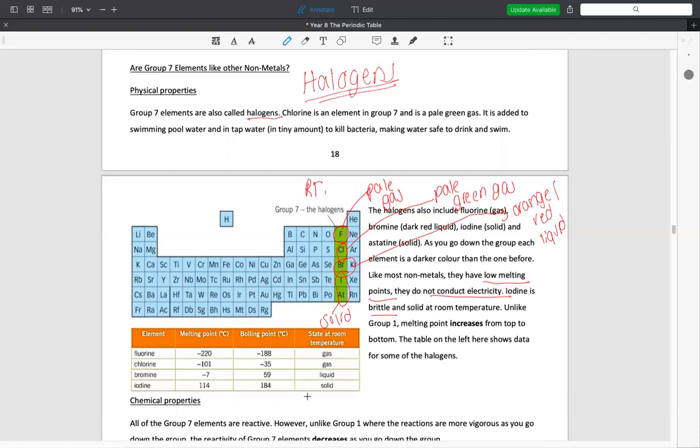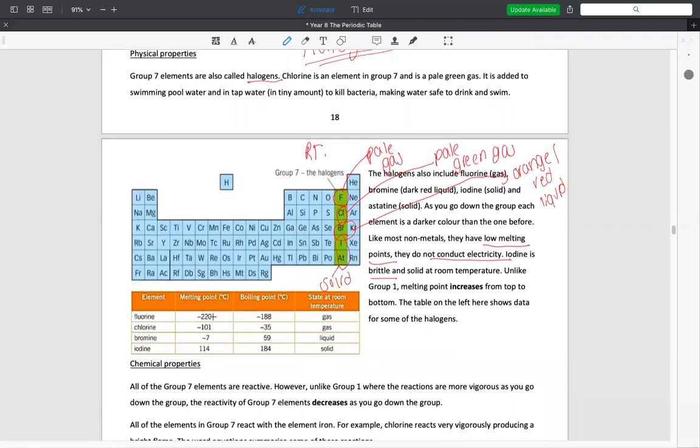Looking at the trends in the melting and boiling points, so other physical properties, the melting point will increase as you go down the group, and the boiling point will also increase as you go down the group. And you can see the figures for those on here. And this is quite different to group 1, where the melting point would decrease as you go down, and the boiling point would also decrease as you go down. It's the opposite here because it increases.